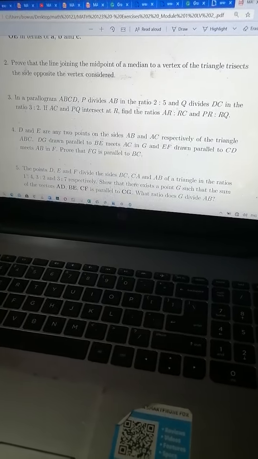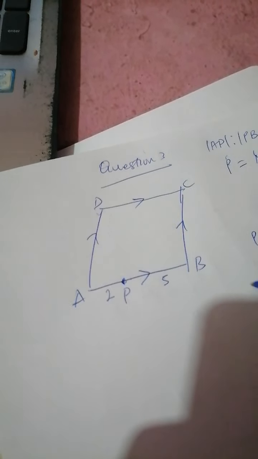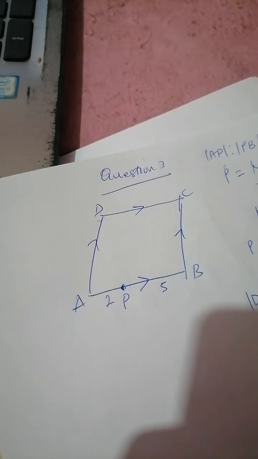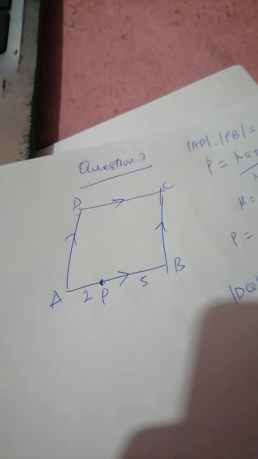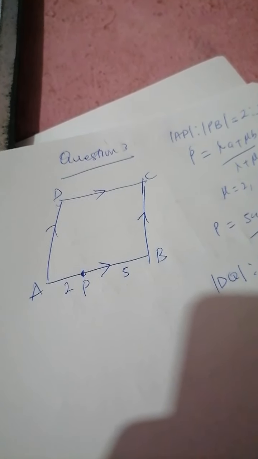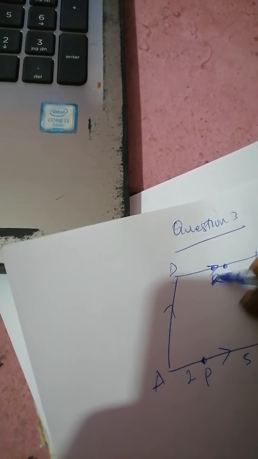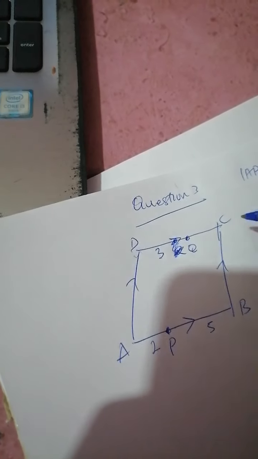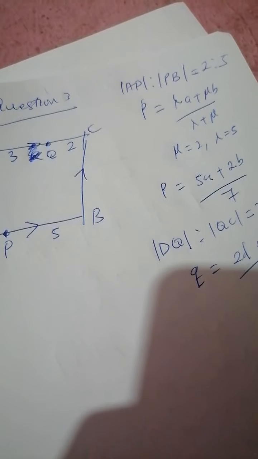Now, back to the question. Q also divides DC into the ratio 3:2, right? So if Q divides DC, the ratio of DQ to QC is just 3:2. So it means DQ must have my Q over here somewhere, so that DQ is 3 and QC is 2. So my Q here is just going to be 2D plus 3C over 5.